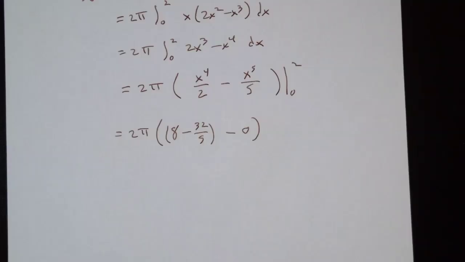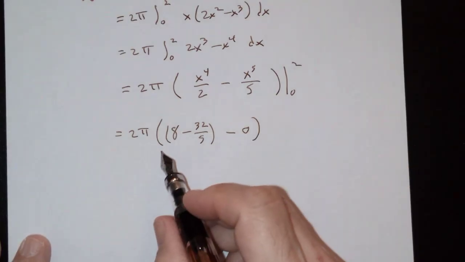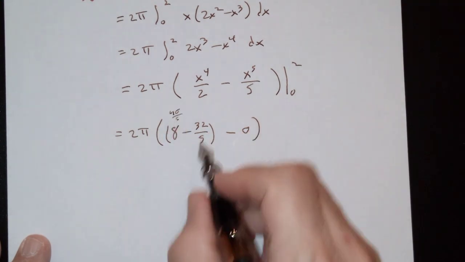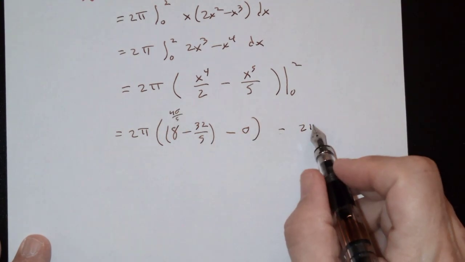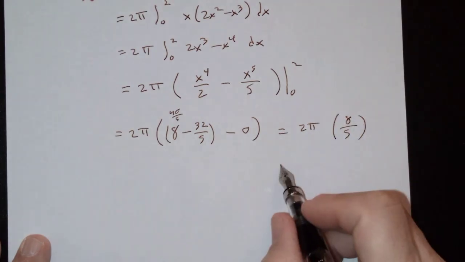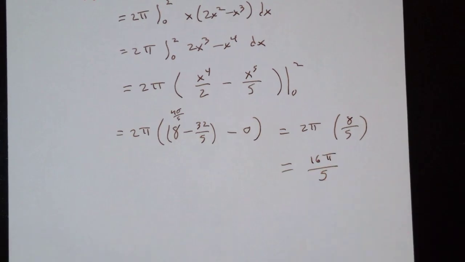I need a common denominator. 8 is what over 5? So that's 40 over 5 minus 32 over 5. 40 minus 32 is 8. My answer is 16 pi over 5.